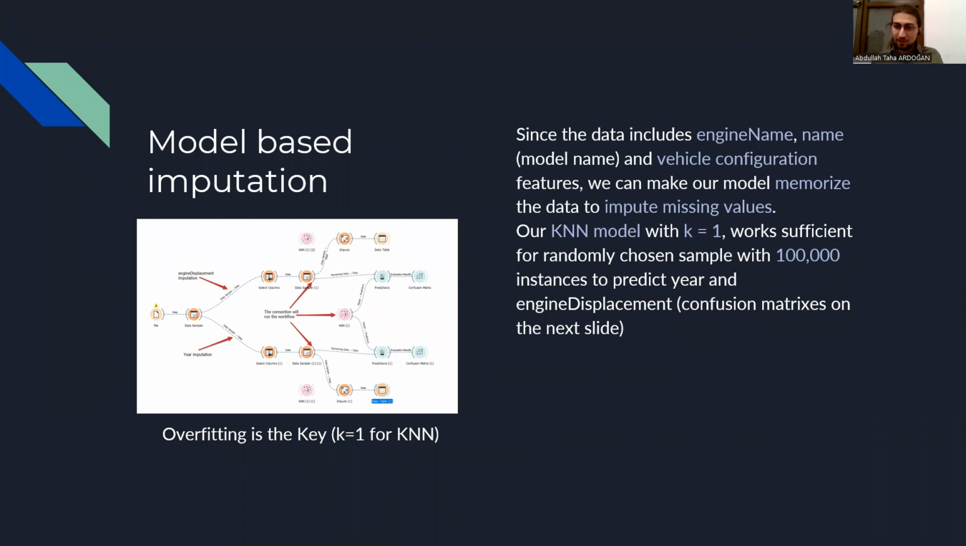So at least we find out the name of the engine gives us the engine displacement clue. So we understand, we make a memorized model to predict those informations. Actually, it's not prediction because the models are certain.